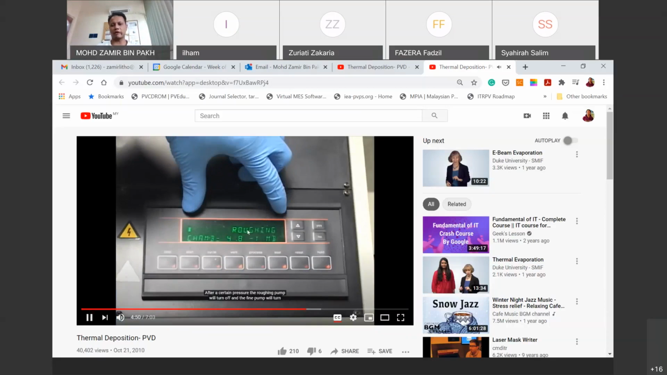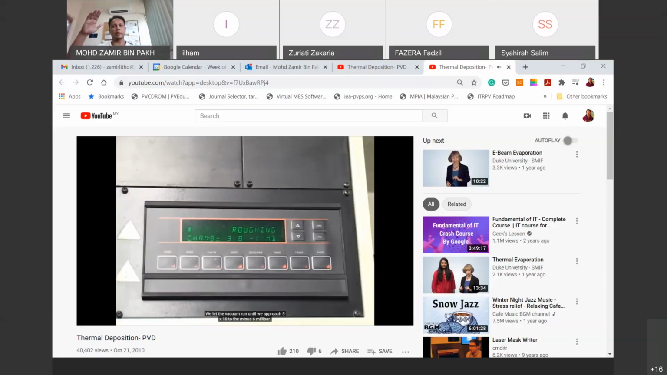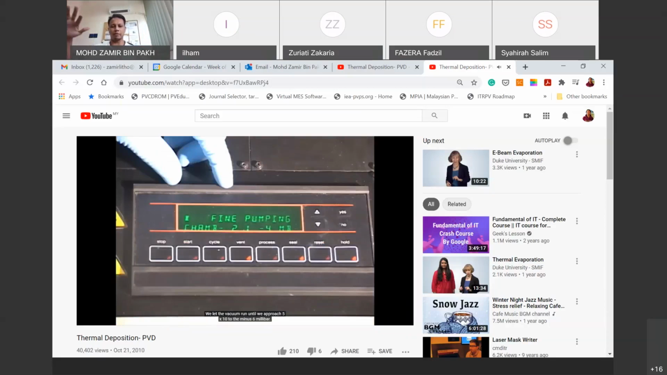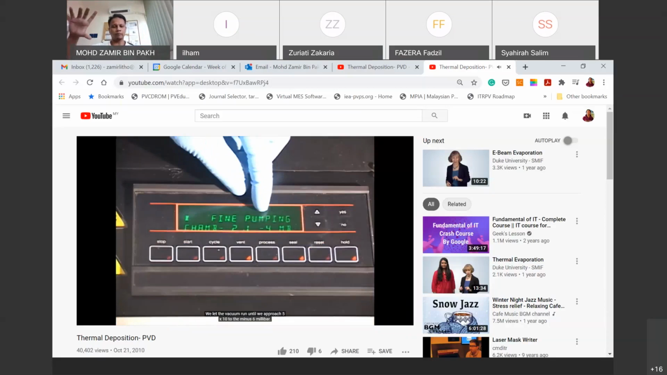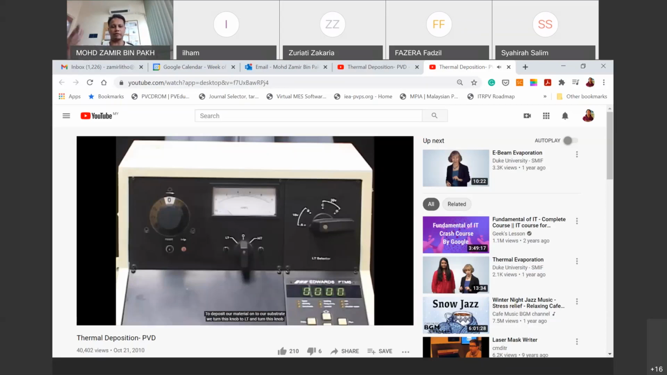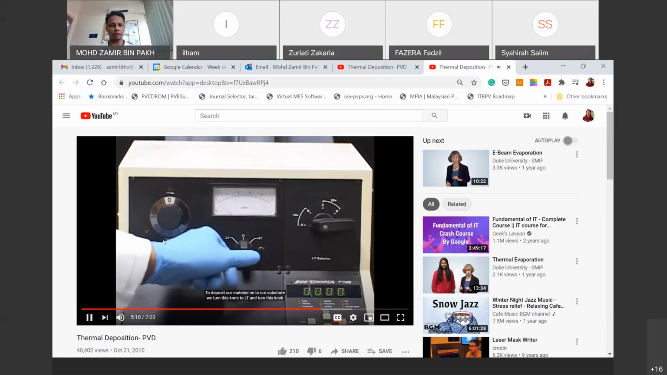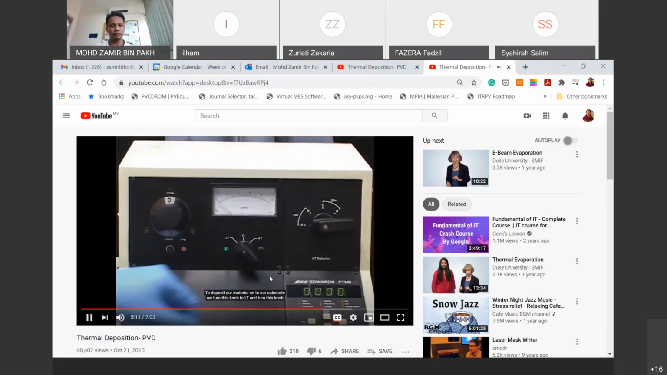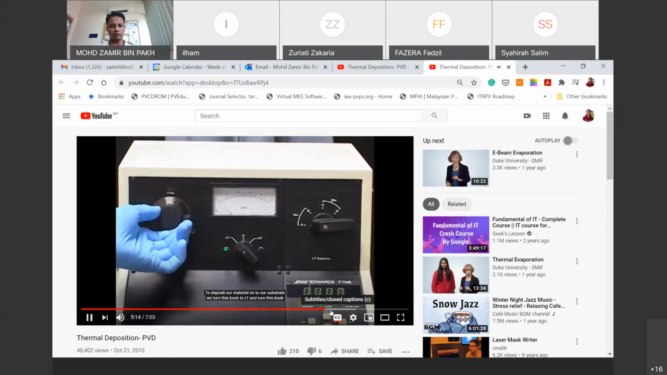You see, it's using the roughing pump yang saya tunjuk dekat awal-awal slide dulu, which will take the pressure from atmospheric down to about -3, and then it starts to kick in the fine pumping. Now we use a diffusion pump to take the pressure further from -3 to about -5, -6 before you start the deposition. So now I think it's almost ready for the deposition.